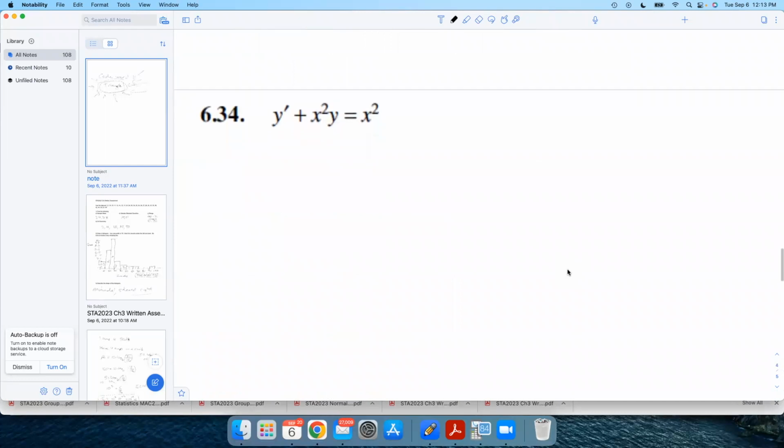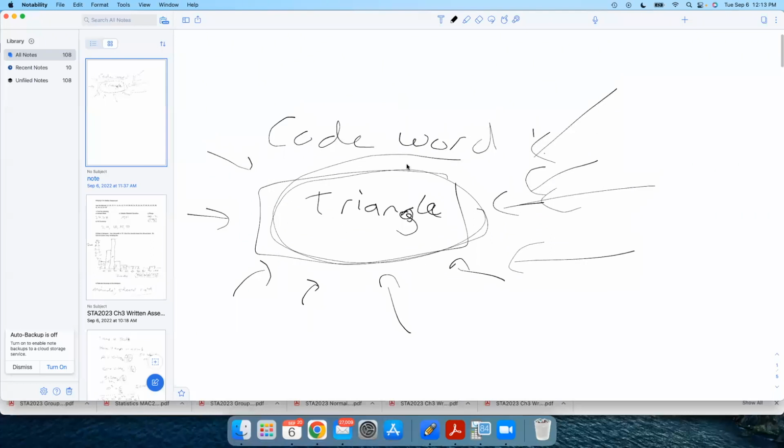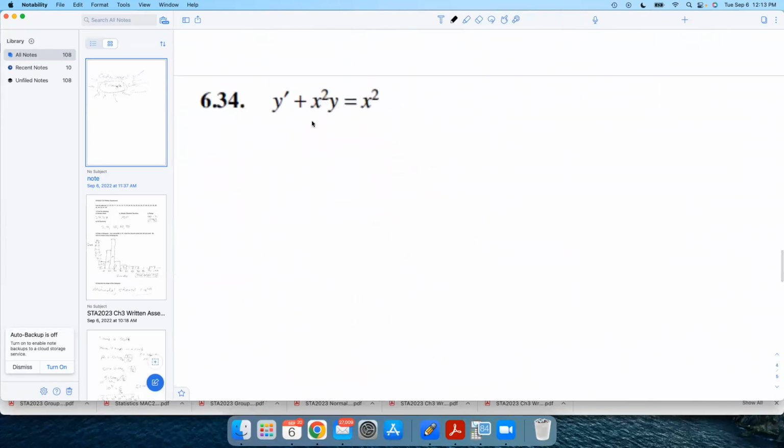Okay, let's do one that's a little more complicated. Now, I'm just going to get this one started and then I'm going to show you what could go wrong. So this is one you want to pay attention to. All right, so here's our p of x is x squared. So my integrating factor will be e raised to the antiderivative of x squared dx. Don't forget your dx. That's e to the x cubed over 3.